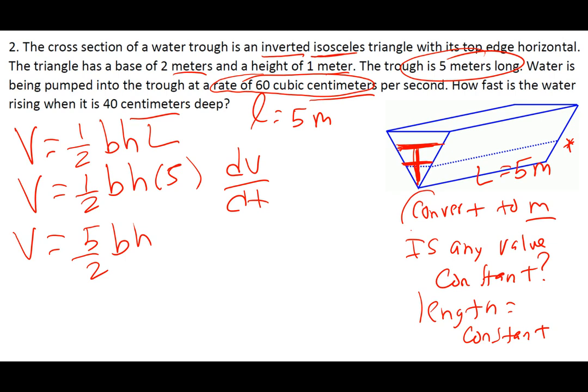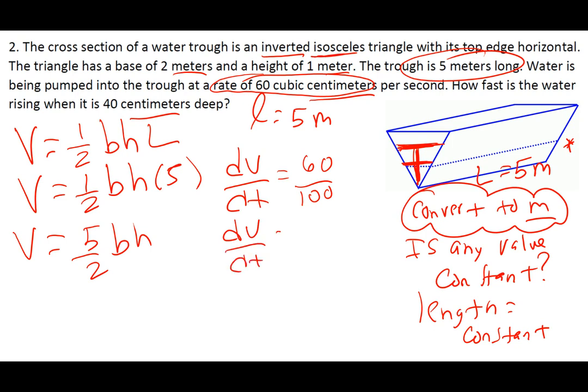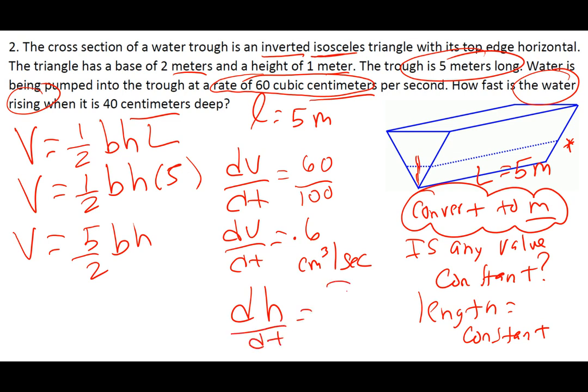Remember, we want to convert all of our centimeters to meters. So how do I do that? You divide by 100. So 60 divided by 100. We're going to say that dV/dt is equal to 0.6 cubic meters per second. They are asking how fast is the water rising when it's 40 centimeters deep. So how fast is the water rising? Getting higher and higher. That means we are looking for dH/dt.